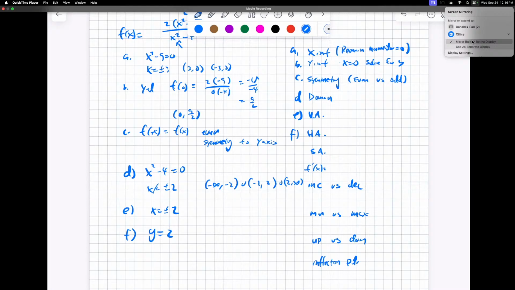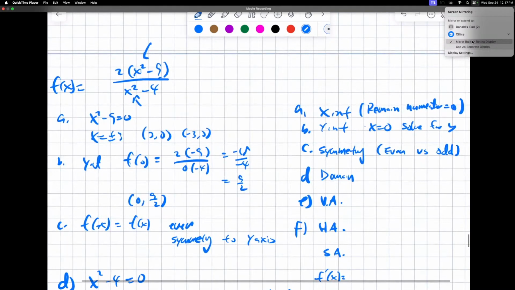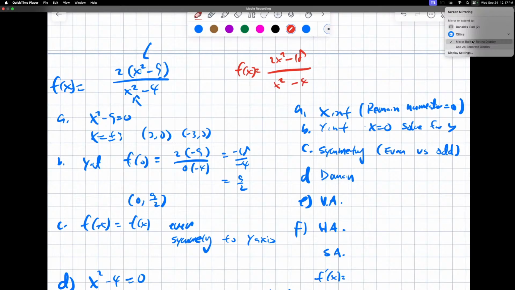Slant asymptote. If you have a horizontal asymptote, you don't have a slant. So f of x is equal to 2x squared minus 18 over x squared minus 4. I'll divide the top and bottom by x squared. Do you remember that? The limit as x approaches infinity of 2 minus 18 over x squared, over 1 minus 4 over x squared. This is going to go to 0, this is going to go to 0. So the answer is 2.